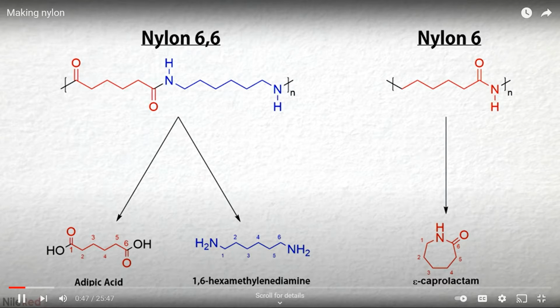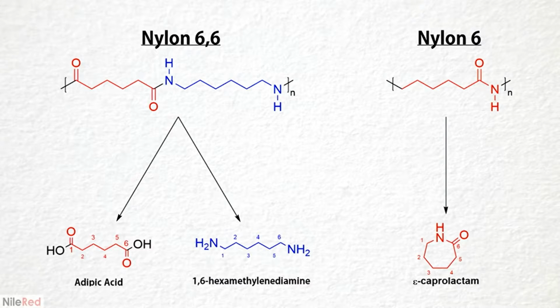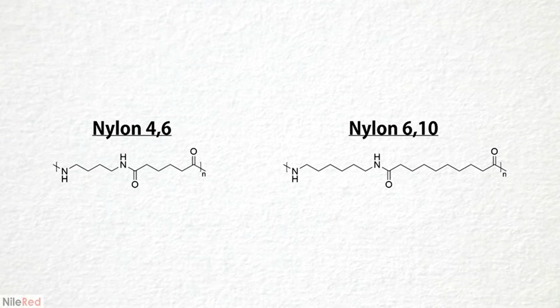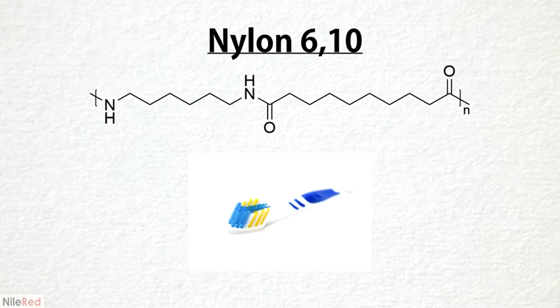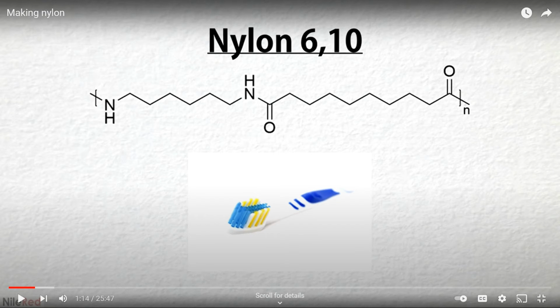Carbons. Nylon 6, on the other hand, is made from just one 6-carbon chemical. There are other forms of nylon, like nylon 4/6 or nylon 6/10, but they're not as common. The different lengths of the building blocks give the final polymer different properties, which makes them useful for different things. For example, nylon 6/10 is better at retaining its properties when wet, so it's the nylon of choice to make things like toothbrushes.